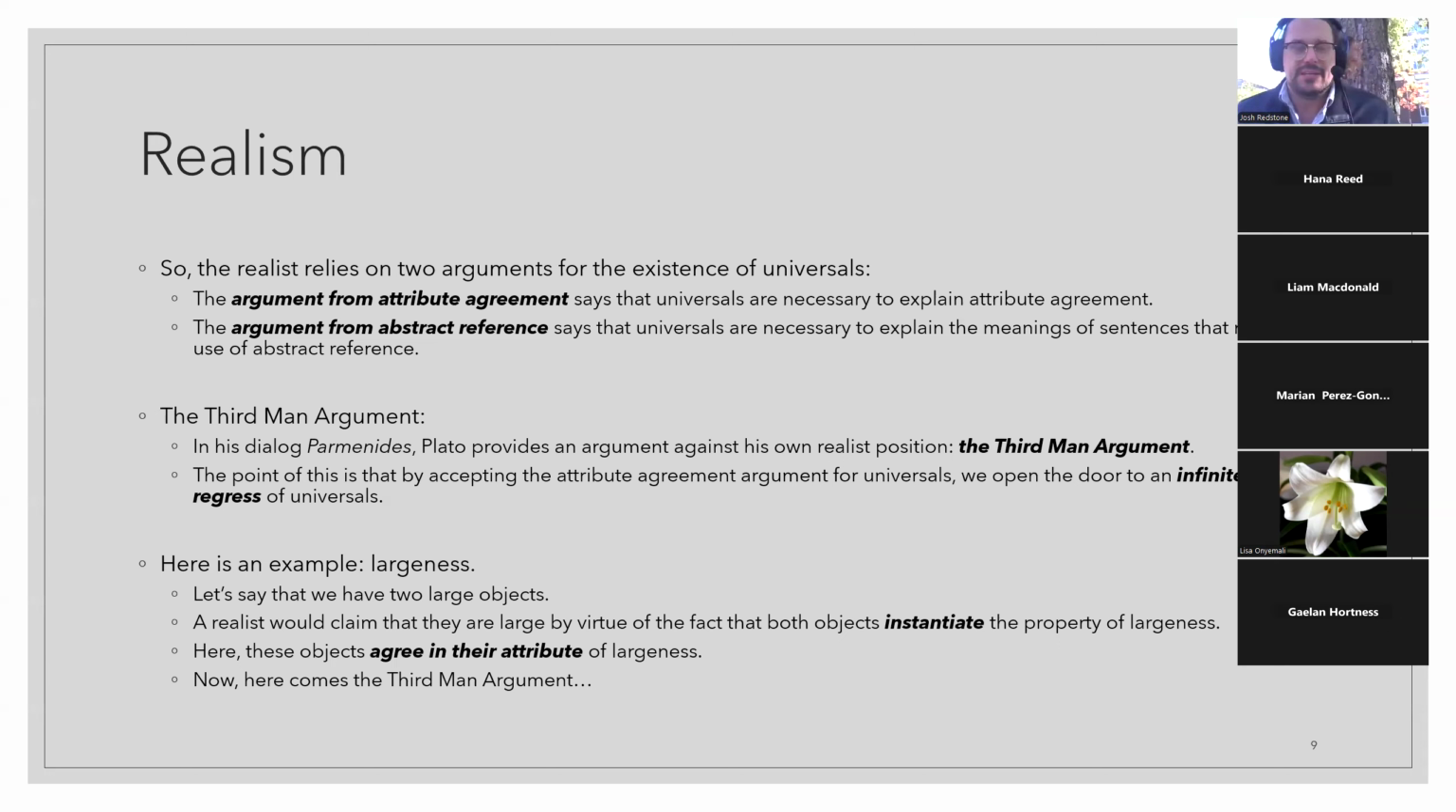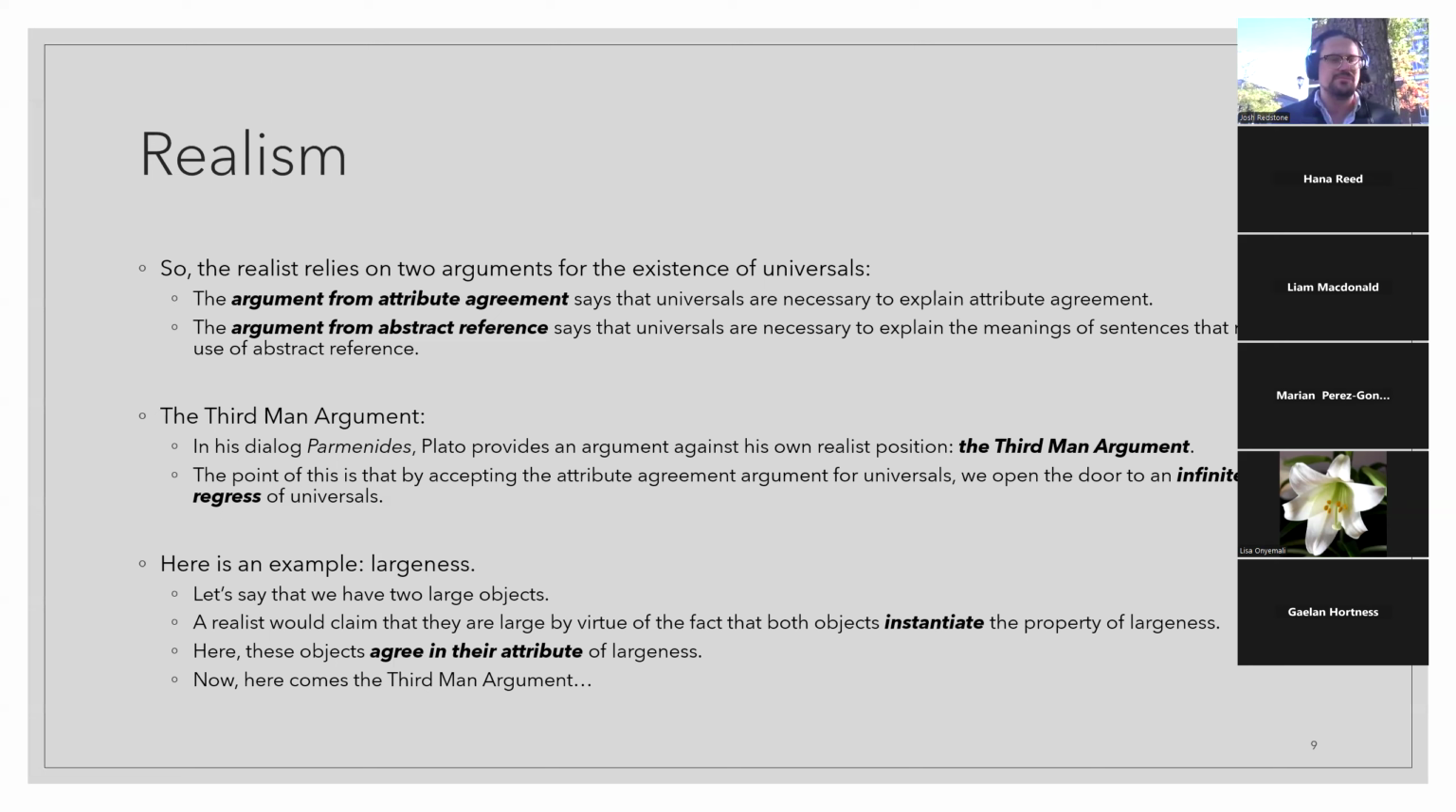So really what a realist like Plato is doing is relying on two sorts of arguments: an argument from attribute agreement and an argument from abstract reference. An argument from attribute agreement says that universals are necessary to explain attribute agreement, right? Why do these different objects agree in a certain attribute, like green? How can we have all these different green objects? Well, there's a universal, green, and all these different objects just instantiate that attribute.